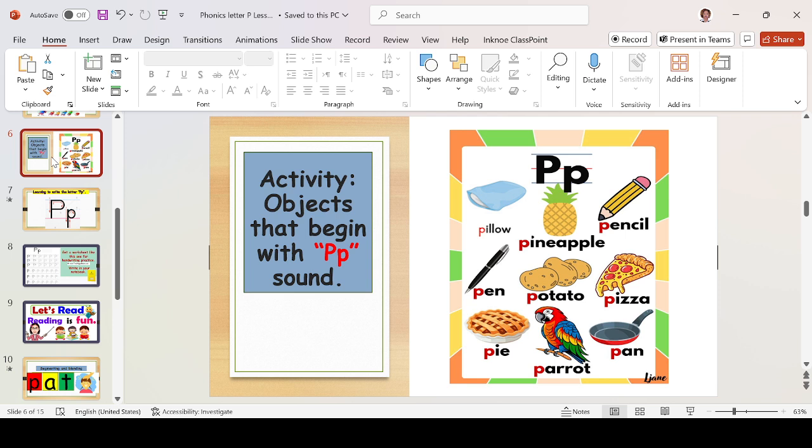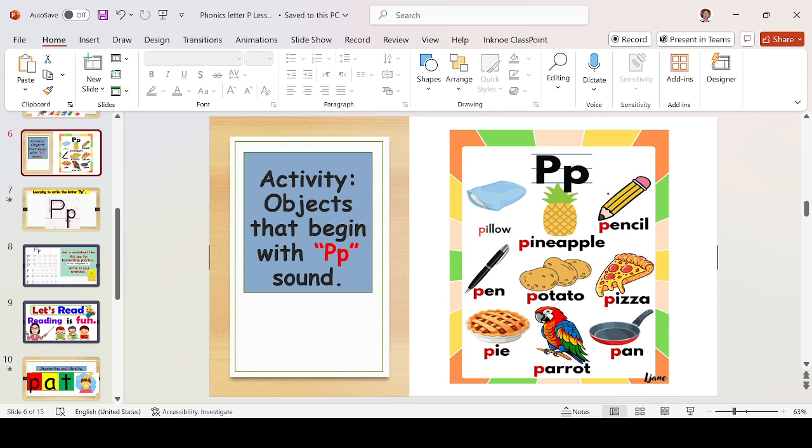The next one, activity: objects that begin with the P sound. Can you see? Look at the picture and I want you to name the objects that you can see here on the picture. What can you see? All these things, they start with the P sound. So you can pause the video and try to name them. All right. Okay, so let's do together now.